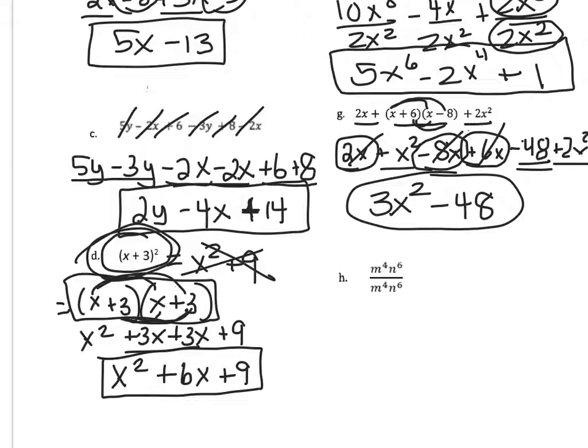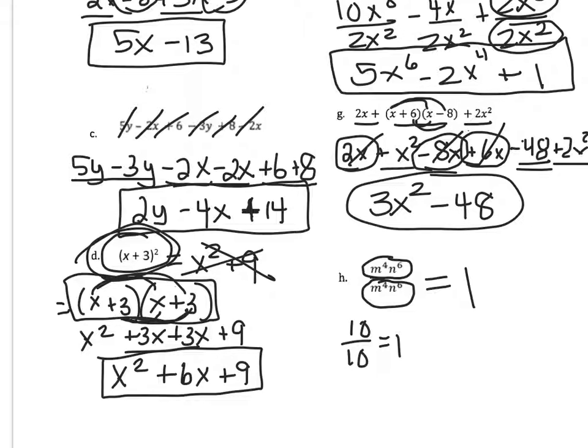Many kids for H put 0, again because they thought the top canceled with the bottom and there's nothing left. This problem is no different than 10 divided by 10, which is 1. Whenever the top of a fraction is being divided by that exact same thing, the answer is 1. Not 0, but 1.